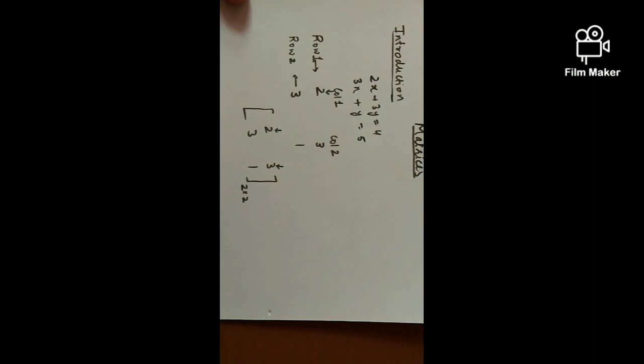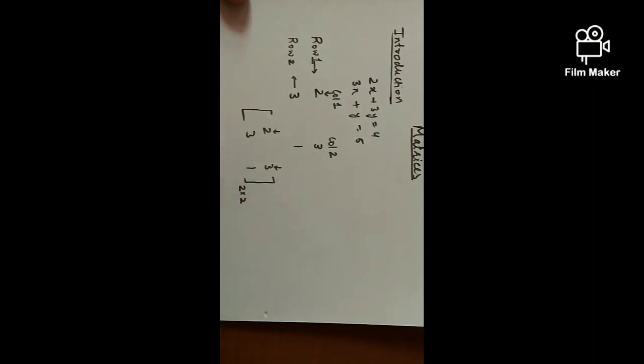The matrix is an ordered rectangular arrangement of numbers in which each number is positioned at different positions. For example, this position is called first row, first column. This position is called first row, second column. This position is called second row, first column. This position is called second row, second column.